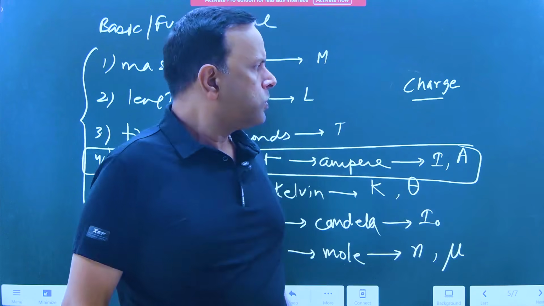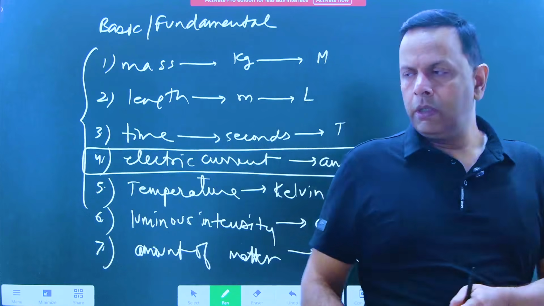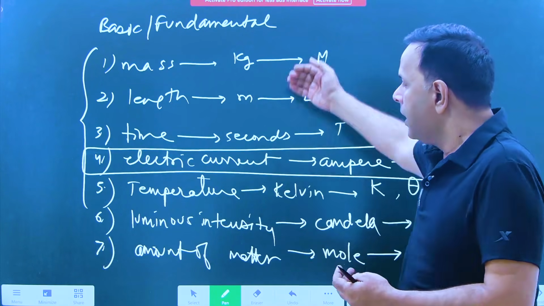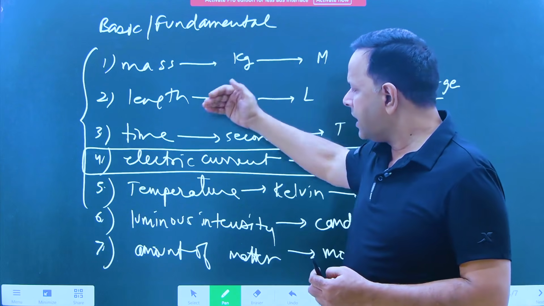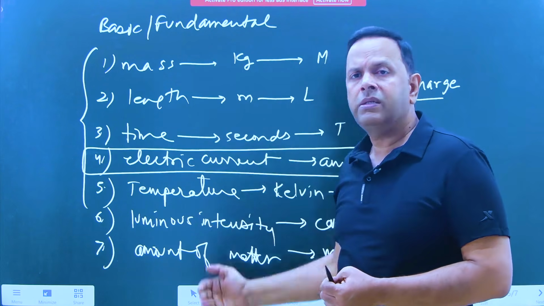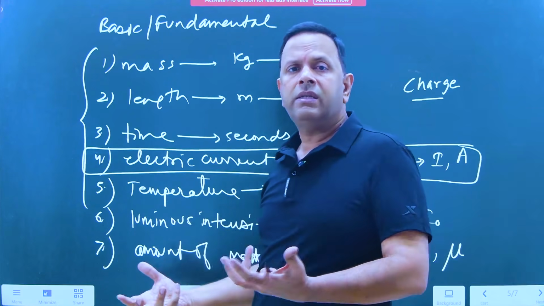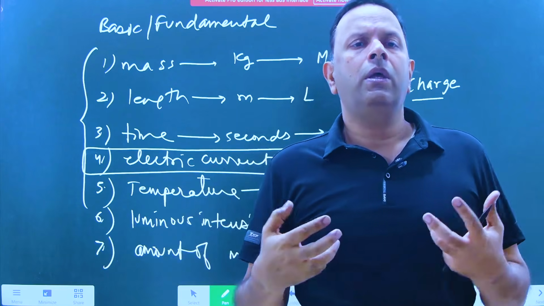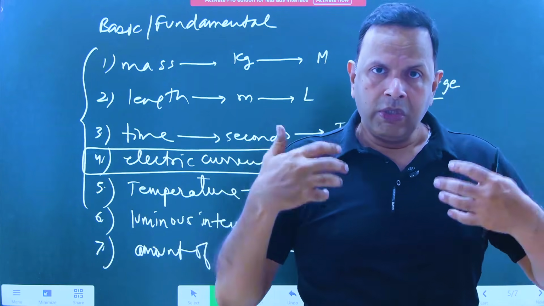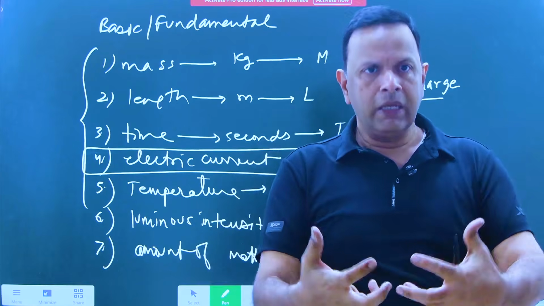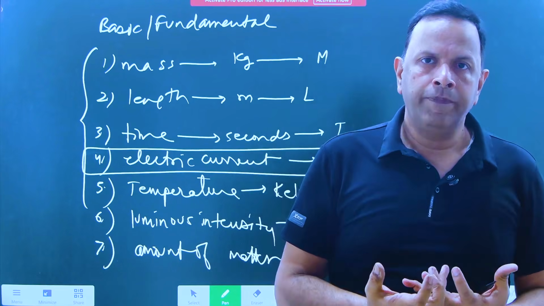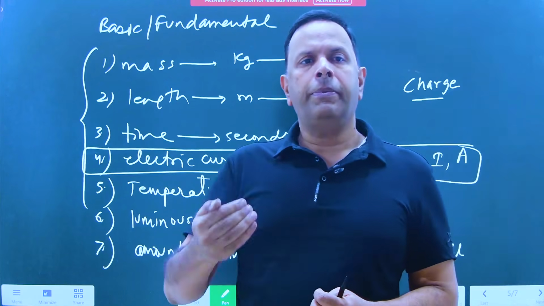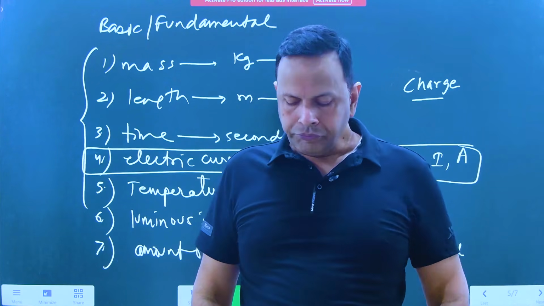Got it? So except the current, for the remaining things, you can't define them. You can't define mass, length, time, temperature, luminous intensity. Okay, luminous intensity we didn't talk about. Luminous intensity is the measure of the energy which strikes on a surface in a given time on a given area. So this is the measure of energy incident per unit time per unit area.